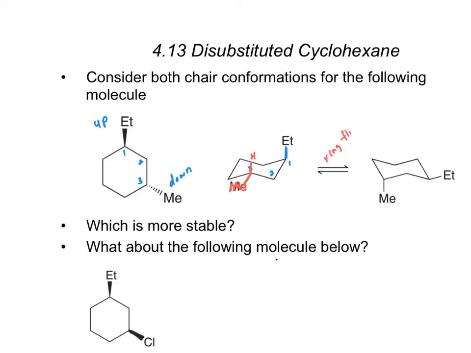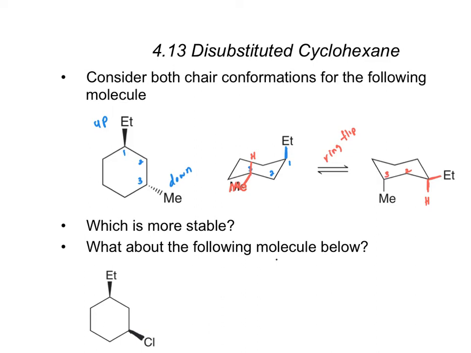So in our ring flip, we're going to draw our left-hand chair. Again, this is still carbon 1. This is carbon 2. This is carbon 3, as we've defined it. Now, at carbon 1, the axial position is down, right? So if the axial position is down, but ethyl is still up, it has to go into the equatorial position, and that's fine because we're flipping the ring anyways.